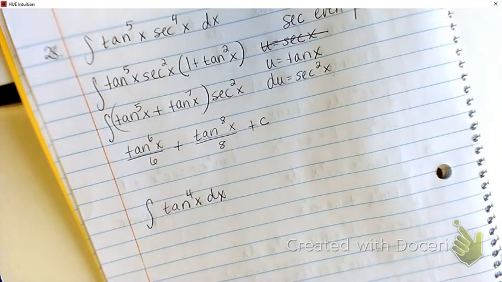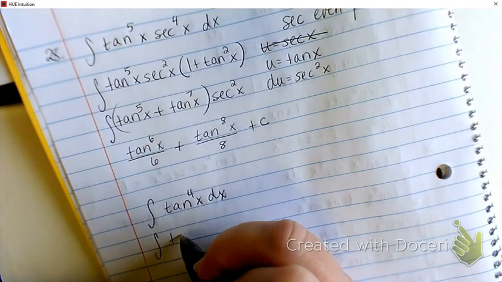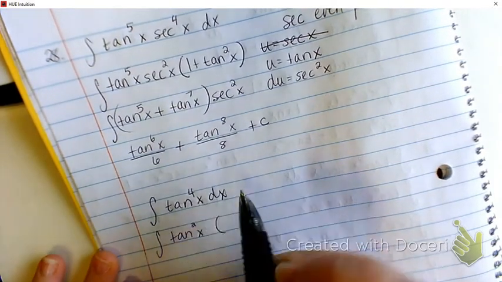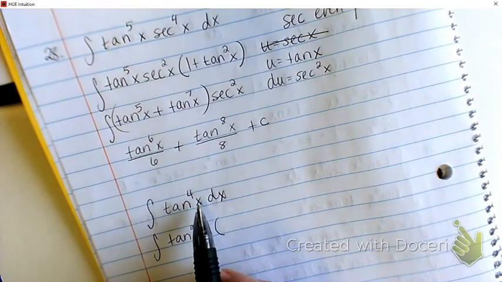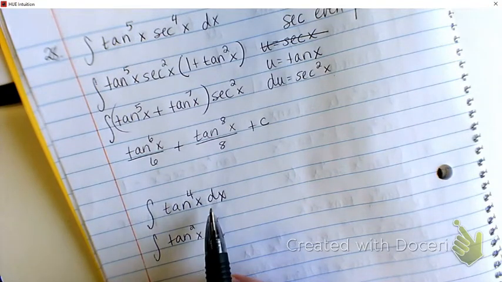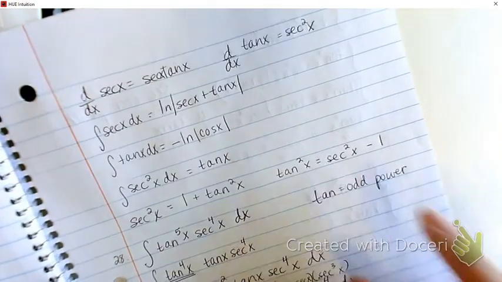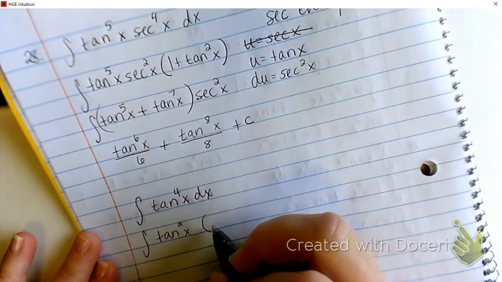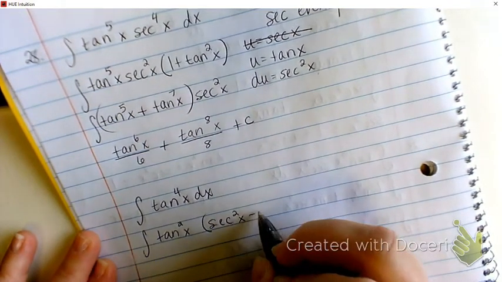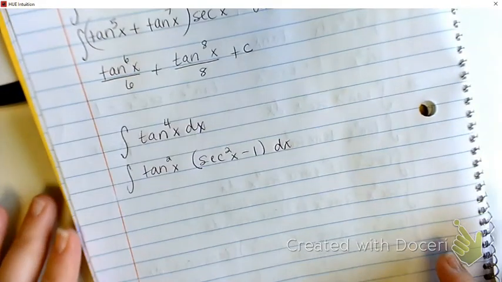The rule says when there are no secant factors and the power of tangent is even and positive, convert a tangent squared factor to a secant squared factor, and then expand and repeat. Okay, so here's what it means. I'm going to leave this tangent alone, and I'm going to change the other tangent squared to our identity, which I told you at the beginning, which is that tangent squared is secant squared minus 1. Okay, question so far?